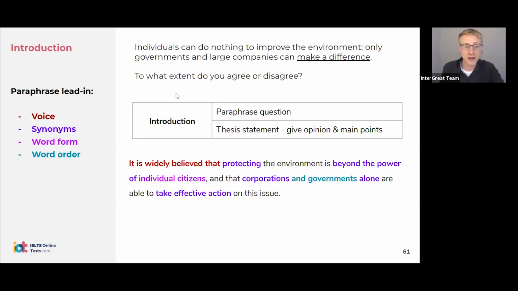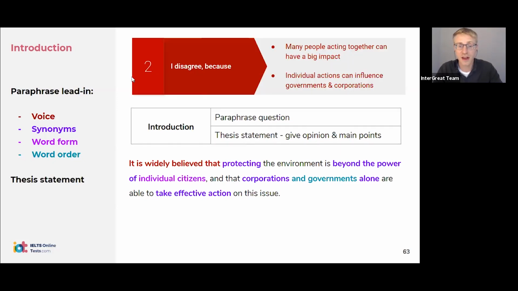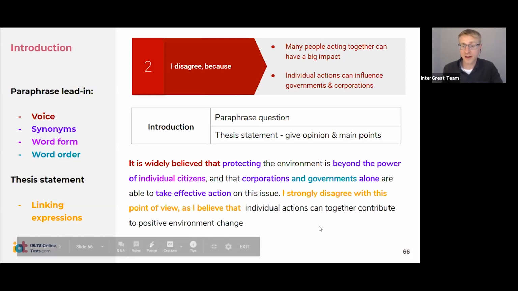Okay, we've paraphrased the question. We now need our thesis statement, introducing our opinion and our main points. So here's our main points. I disagree because. We can use these expressions to introduce our opinion. I strongly disagree with this point of view, as I believe that. This makes your opinion very clear and introduces your reasons. And I'm going to say, I strongly disagree with this point of view, as I believe that individual actions together can contribute to positive environmental change.